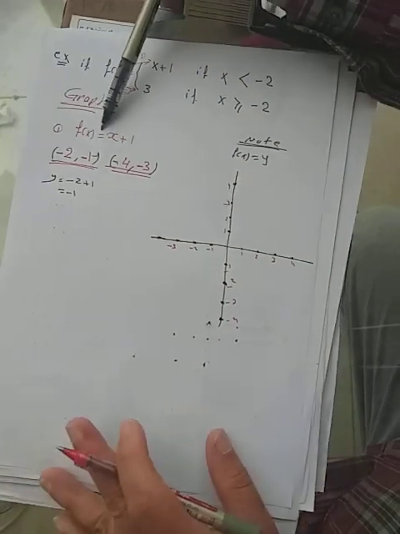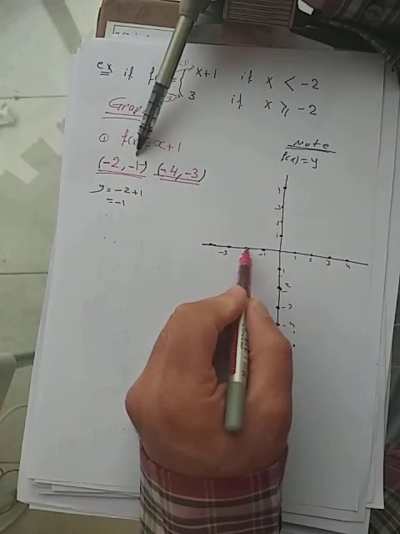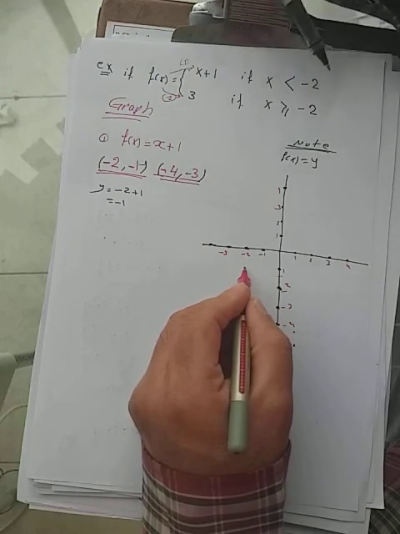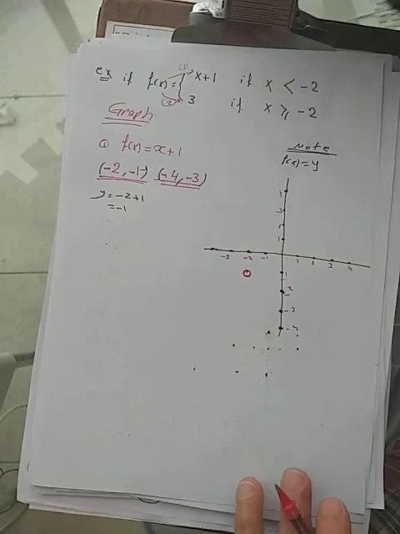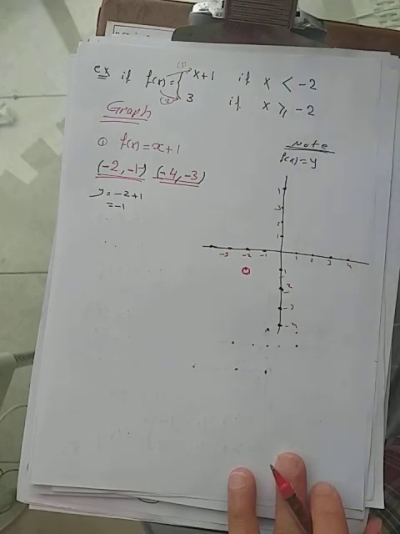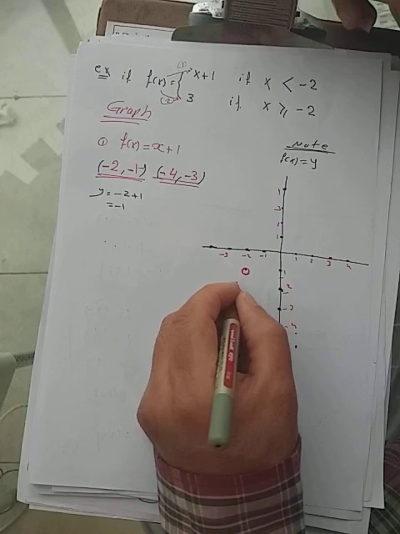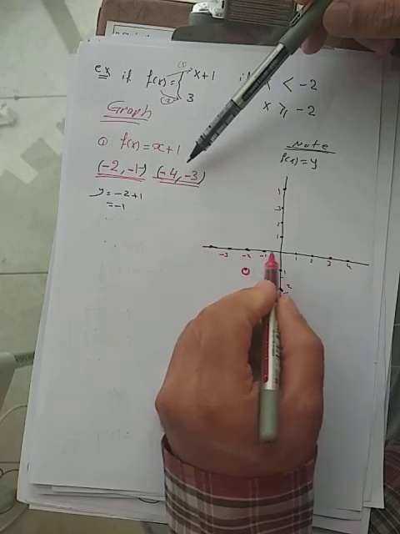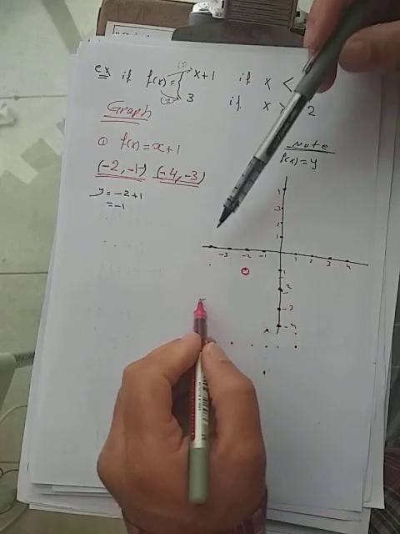Graph this point. Minus 2, minus 1. The first point should be big, and empty. Why empty? Because you don't have equality, just less than. This is the first point. And the second point is minus 4, minus 3. Minus 4, then negative 3, this point.